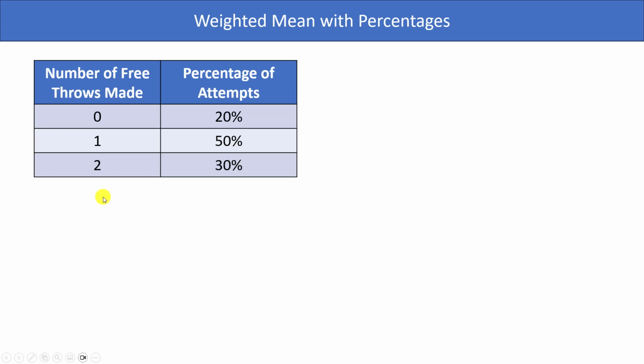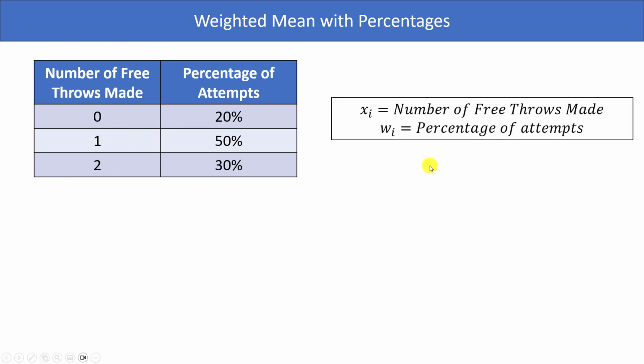Now we can't just do the simple arithmetic mean by adding up 0, 1, and 2 and dividing by 3, because that does not consider the percentage of the time that each of these free throws are made. The 1 happens more often than either the 2 or the 0, so it should be given more weight. 0 happens the least frequently, so it should be given the least weight. In this case, we are trying to find the weighted mean for the number of free throws made. So that means that our variable x is going to be the number of free throws made, and therefore the weight is going to be the percentage of attempts.